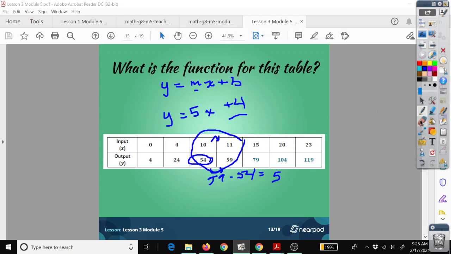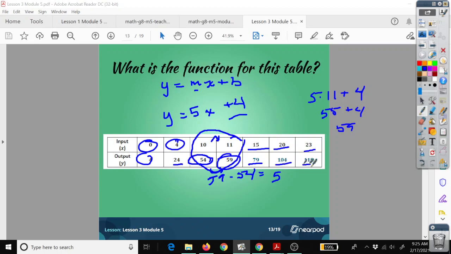Now I have to test that to see if it works. Start with 11. 5 times 11 plus 4, that's 55, plus 4, that's 59. So that works. 5 times 0 is 0, plus 4 is 4, so that works. 5 times 4 is 20, plus 4 is 24. That works. 5 times 15 is 75, plus 4 is 79. So I'm trying all of these, and I'm getting all of the answers. So this is my rule, y equals 5x plus 4.